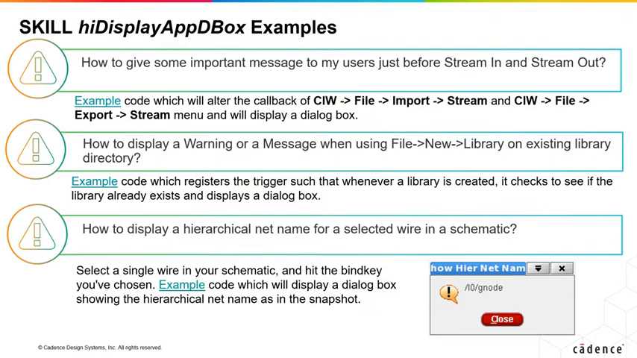The last one here is how to display a hierarchical net name for a selected wire in a schematic. So the process here is that you select a single wire in your schematic and hit a bind key. And then the example code here will display a dialog box showing the hierarchical net name as you see in the snap.